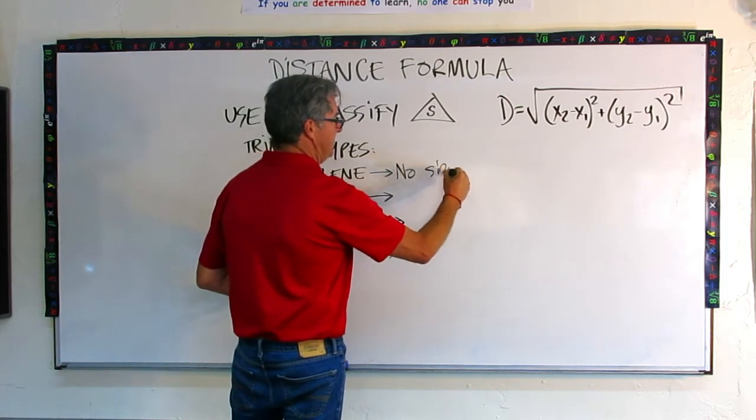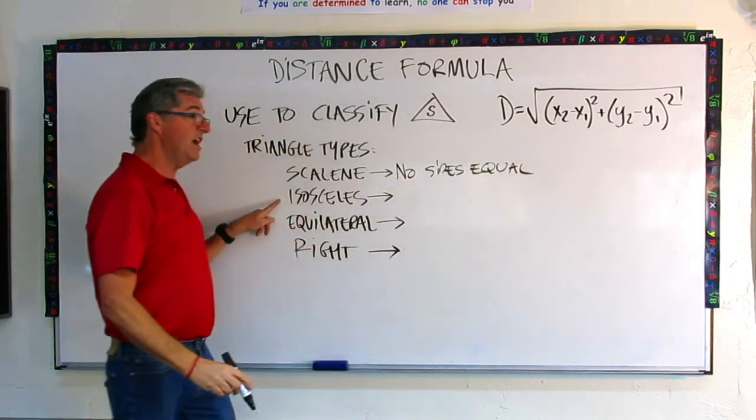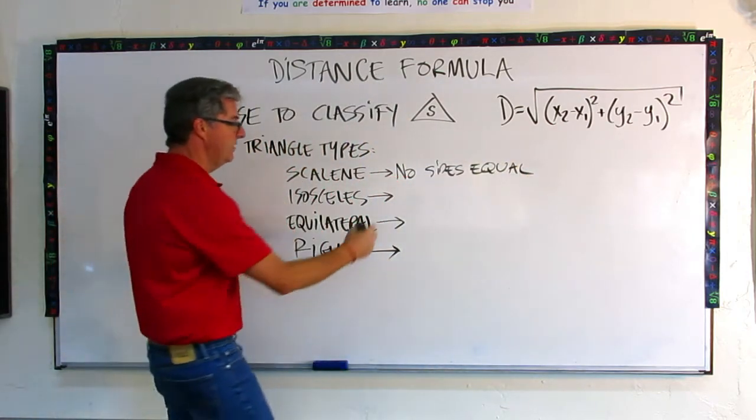No sides equal. Isosceles has two sides equal.